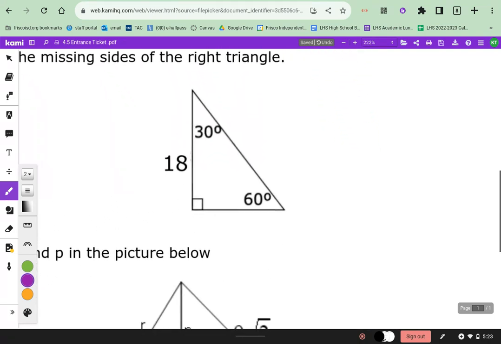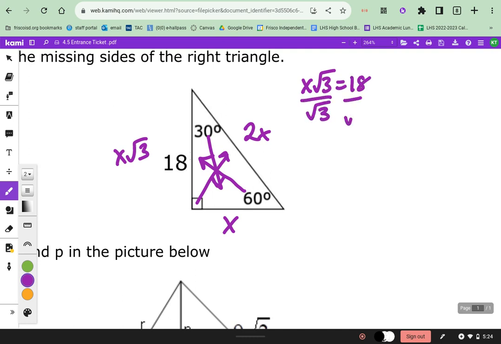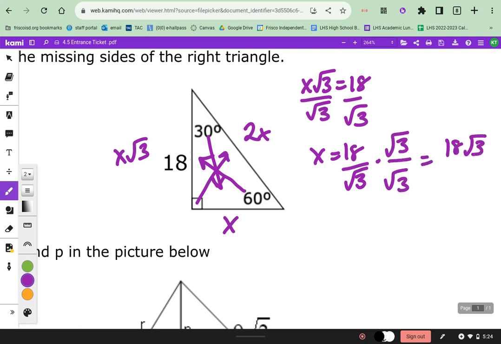Next on this one, again 30, 60, 90, across from 30 is x, across from 90 is 2x, and across from 60 is x root 3, which means that x root 3 equals 18. So I'm going to solve for x, so divide by the square root of 3. So x equals 18 divided by the square root of 3, but we don't want to leave the square root in the bottom, so we multiply by square root of 3 over square root of 3 to get 18 root 3 over 3, which simplifies to 6 root 3. So that means that this bottom side is 6 root 3, and the hypotenuse is 12 root 3.